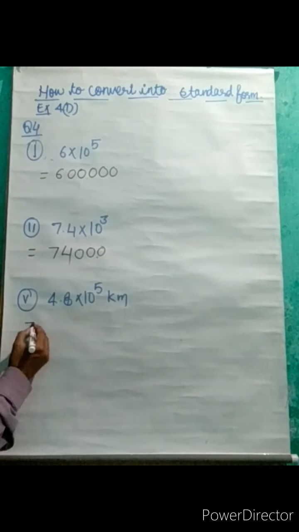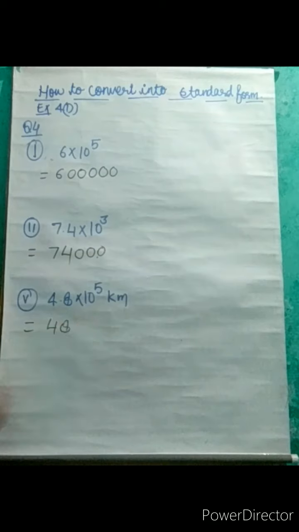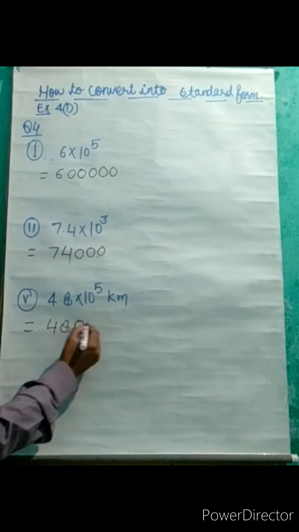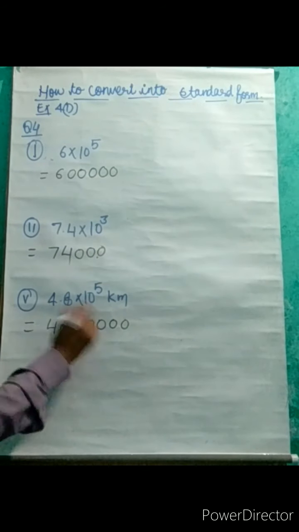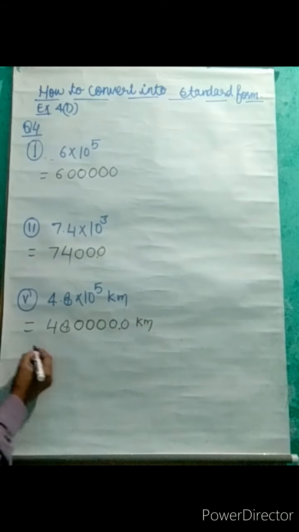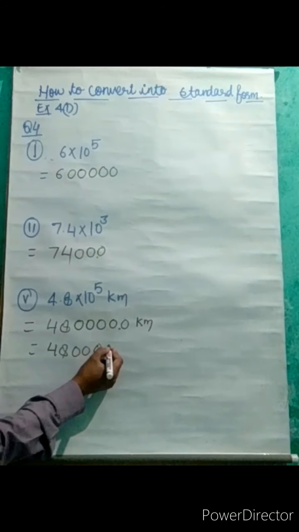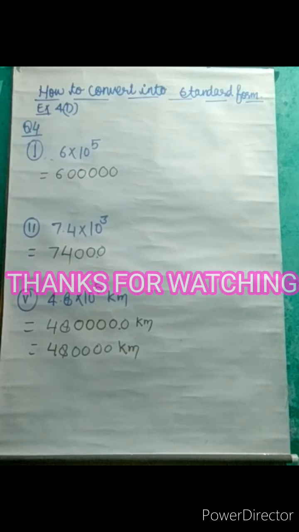Next, here first you can write 48 without decimal, and then 10 raised to power 5 is given, you can write 5 zeros. Now the point was after one place, so you can place it here after one place. So it will be 480000 kilometer. So these are called standard form.